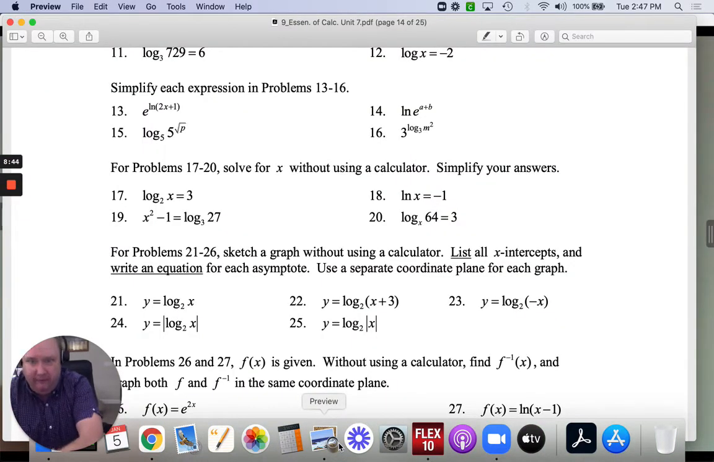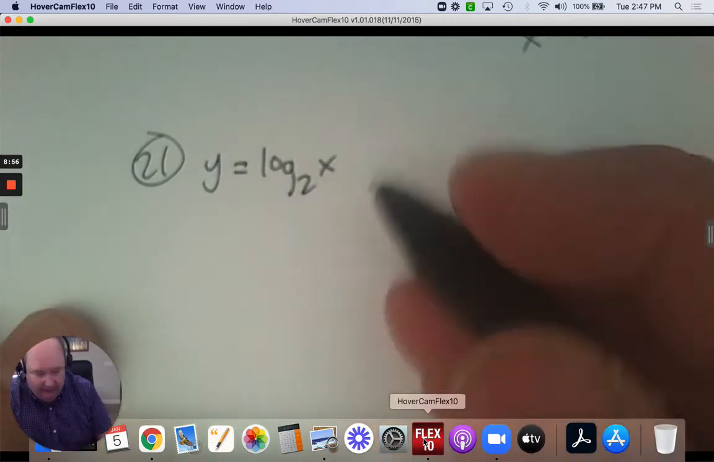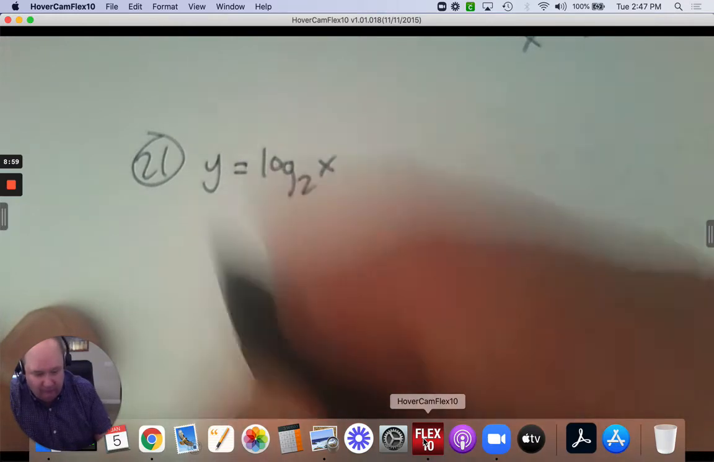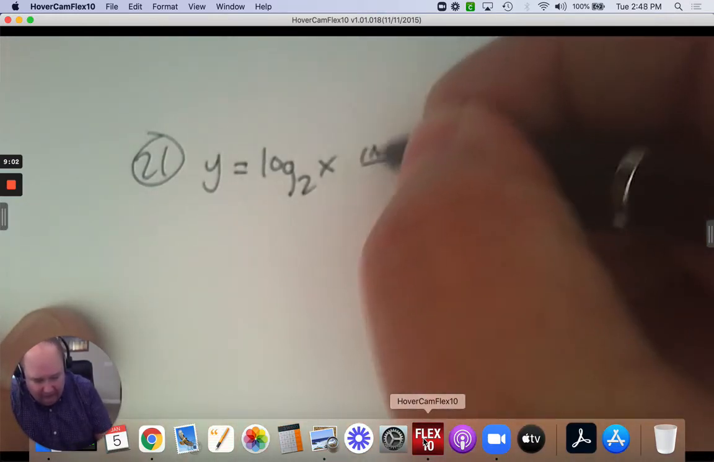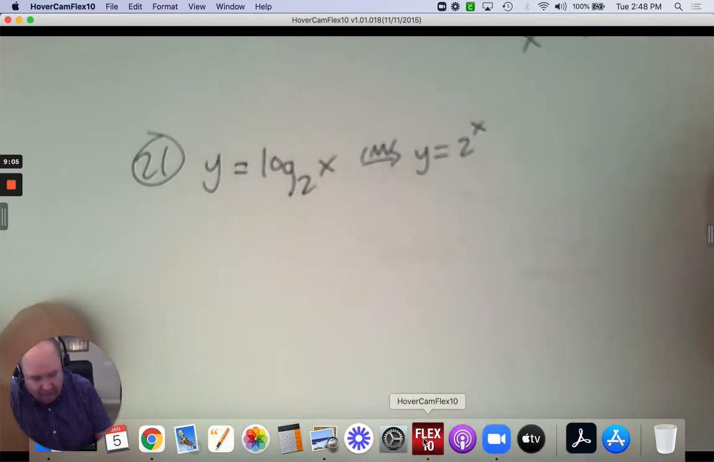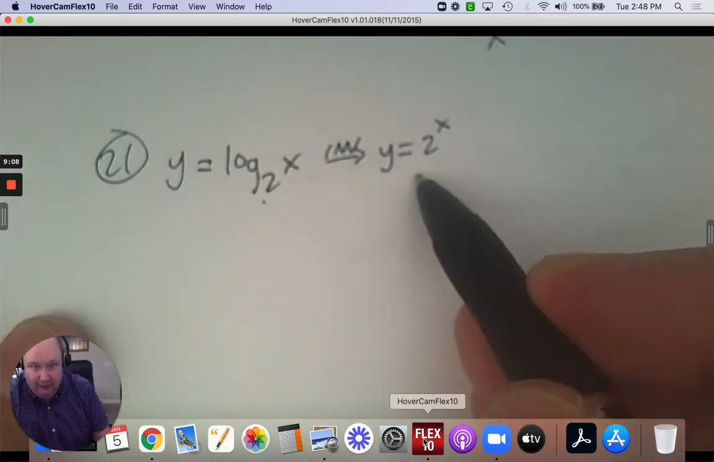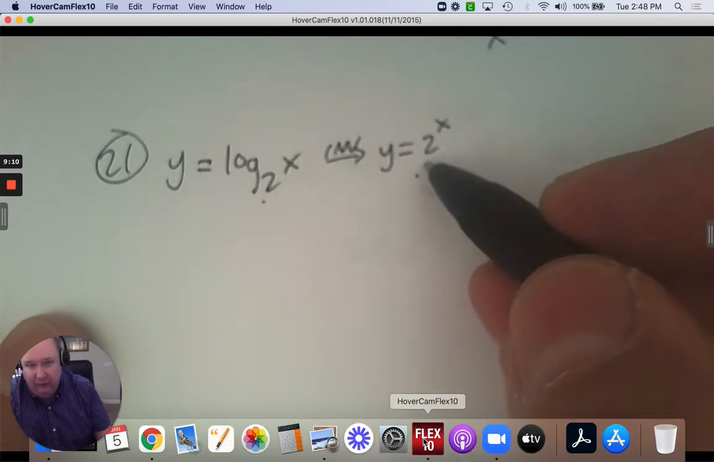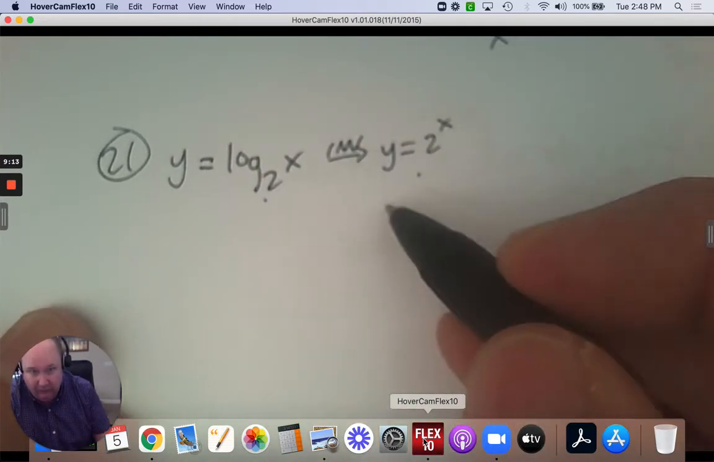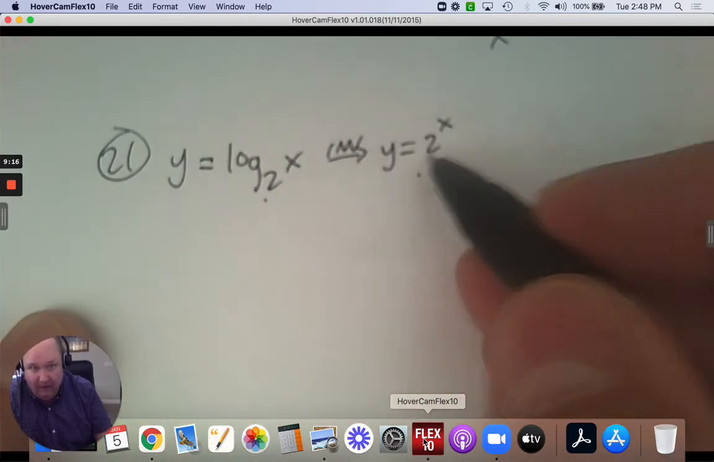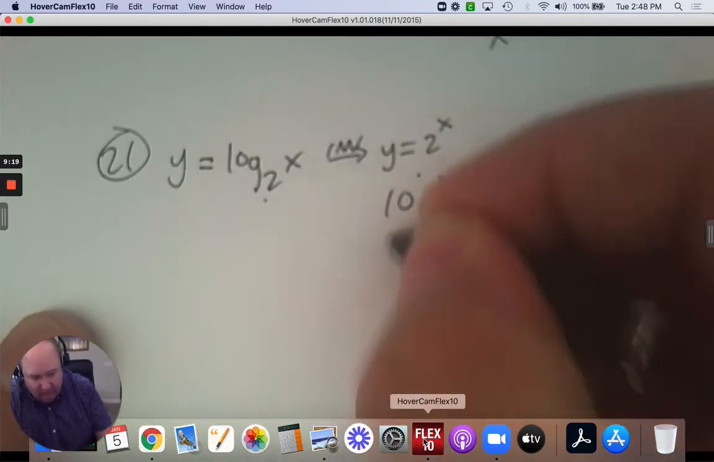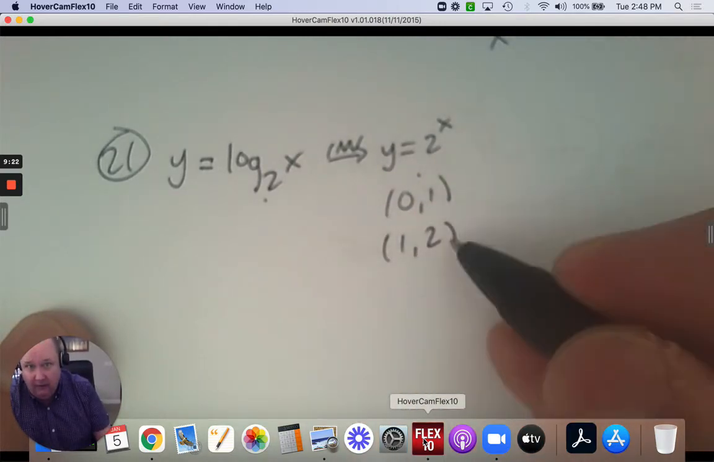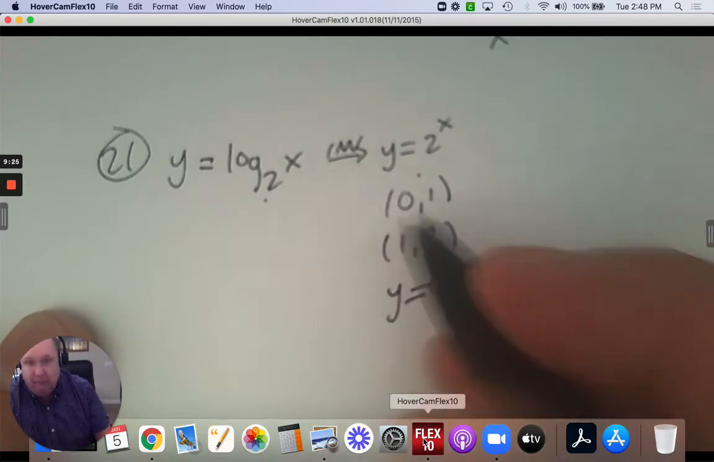In number 21, we have to do some graphing. So the first graph in 21, we're going to remember that graph and then change that graph as we go along. So if I want to sketch this graph, I need to know 2 points and the asymptote. What might be helpful is to understand the inverse of a logarithm is an exponential. So that logarithm and this exponential are inverses. It might be easier for you to remember 2 points on the exponential and then inverse it back. So on y equals 2 to the x, if you plug in 0, the answer is 1. If you plug in 1, the answer is 2. And there's an asymptote at y equals 0.